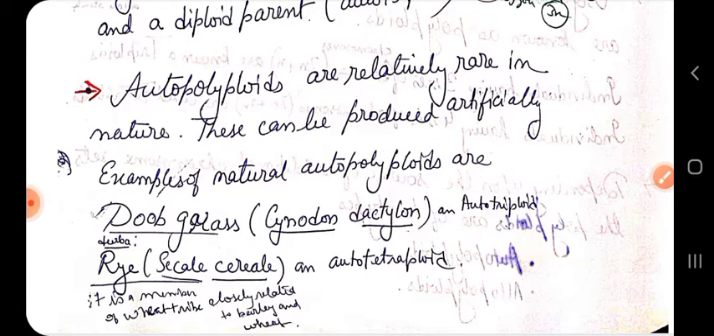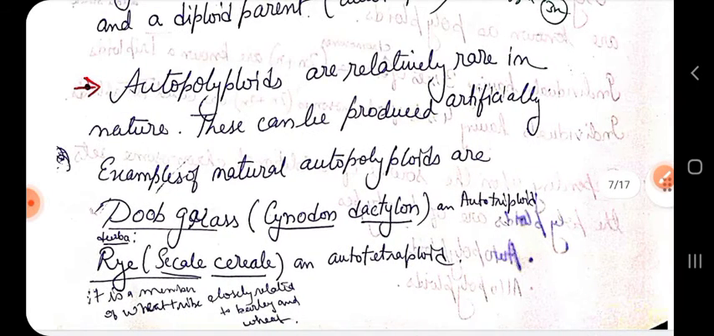Like for example, the common bread wheat that we eat, that is a hexaploid. It has been created by fusion with many wild species of wheat, the Einkorn wheat group, the Emmer wheat group. You will see them in this video. So autopolyploids are relatively very rare in nature. They can be produced artificially.